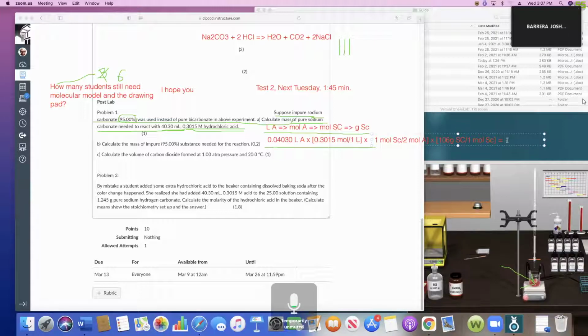Somebody tell us the answer, please. 0.687. Yeah, 0.687, because you want 3 significant figures, right? Yeah, because we took 3 significant figures here, 106 grams. So yes, all right, 0.687 grams.